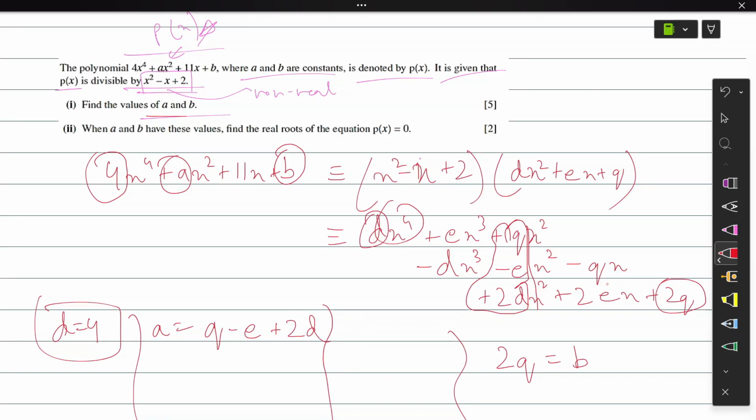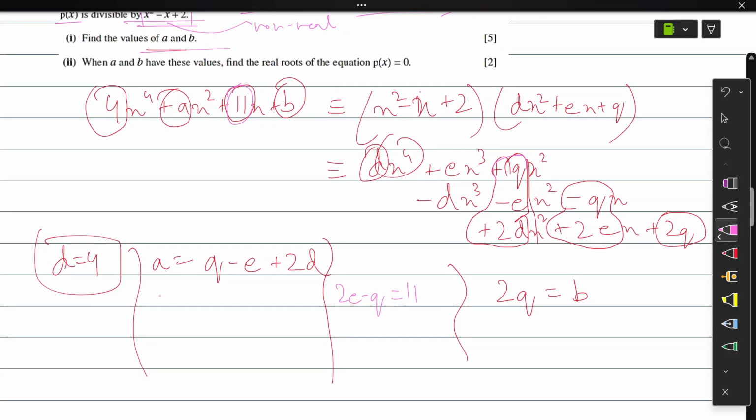What else can we do? We do have minus q plus 2e as the coefficient of x, and that must add up to 11. So 2e minus q equals 11. Why? Because the coefficient of x is 11 in our actual term, and in our assumed quadratics, if we simplify, those values q, e, and d must add up or subtract to 11, right? So 2e minus q, there we go. Now let's just substitute some values. d is 4, so a equals q minus e plus 2 times 4, which is 8.